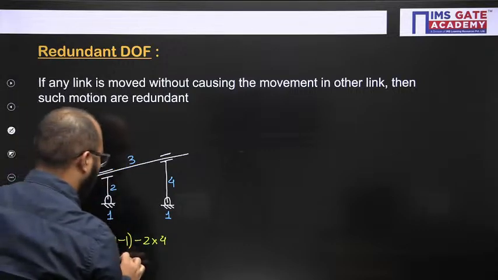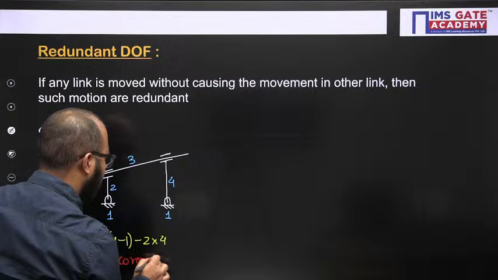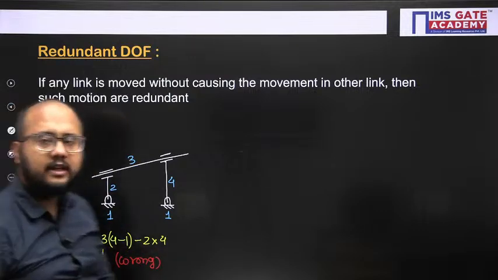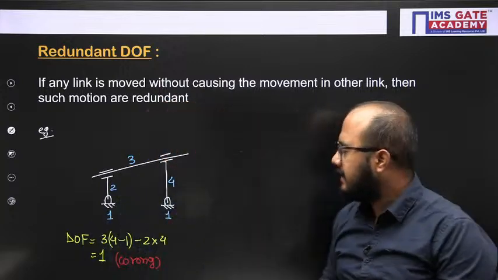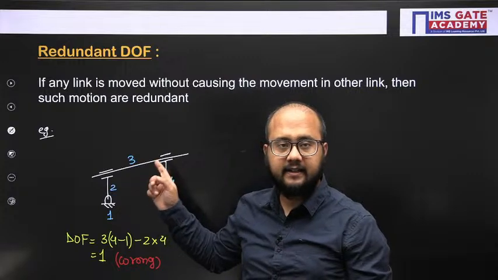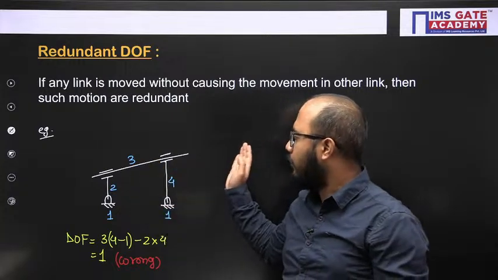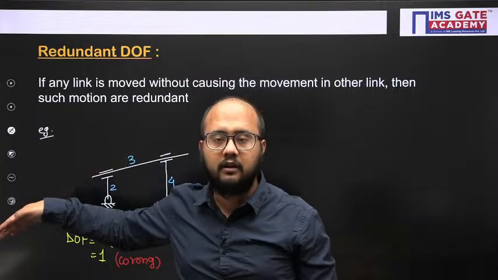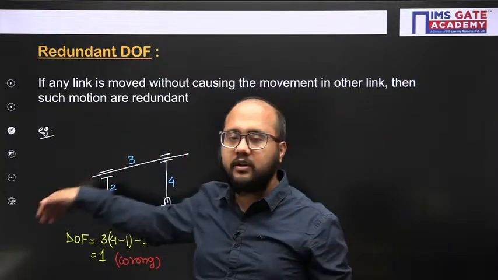But this answer is again wrong here, because the actual answer of degree of freedom in this case is zero. Now you will say, sir, why is it zero? Because consider this link number three. If I provide some motion to link three, it will easily move. It will easily move out of the mechanism.